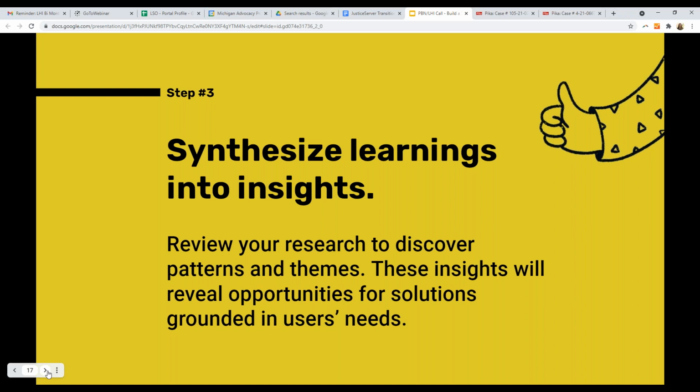to gather that information. Synthesizing learnings into insights. So this is where, again, there's a lot of great resources provided in the best practices report for how to actually do that, right? Once you've gathered this wealth of information from talking with individuals, you can synthesize your learnings into insights, and those help to inform what your solution might be.